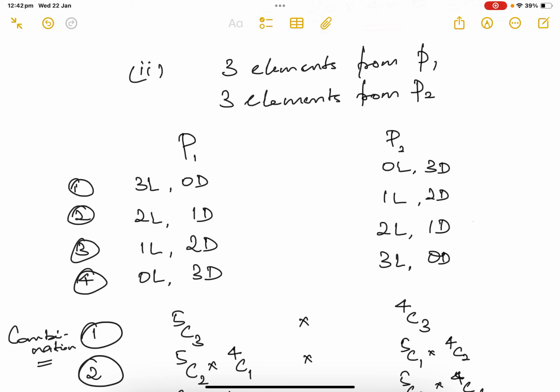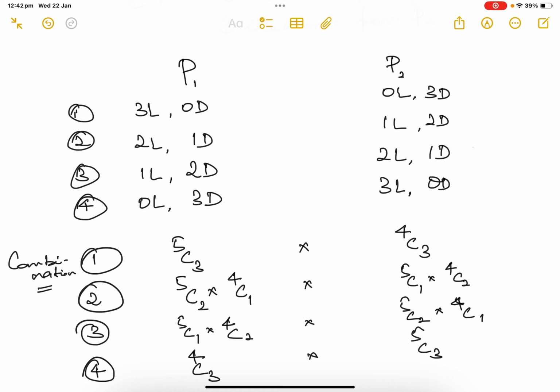If that's so, we need to pick 3 digits from P2, of course. We need 3 digits to form a password: 3 letters, 3 digits. Next combination: 2 letters and 1 digit from P1. If that's so, 1 letter and 2 digits from P2. Then the third one: 1 letter and 2 digits from P1. If that's so, 2 letters and 1 digit from P2. And 0 letters, so no letters at all.